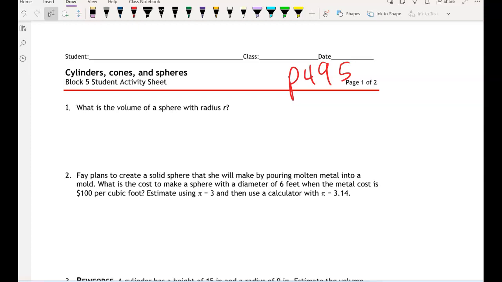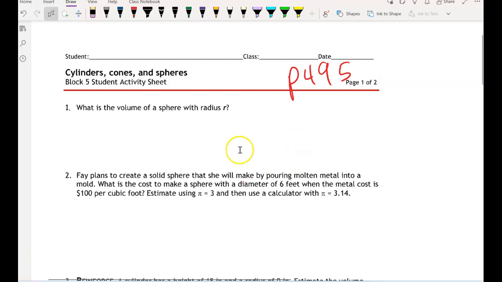Today we are taking a look at topic 15, block 5, cylinders, cones, and spheres. And we are going to talk about the volume of a sphere. Now you're going to need your math book, and you're going to want it open to page 495. So if you don't have your math book, go get it and open it up to page 495 after you pause the video.